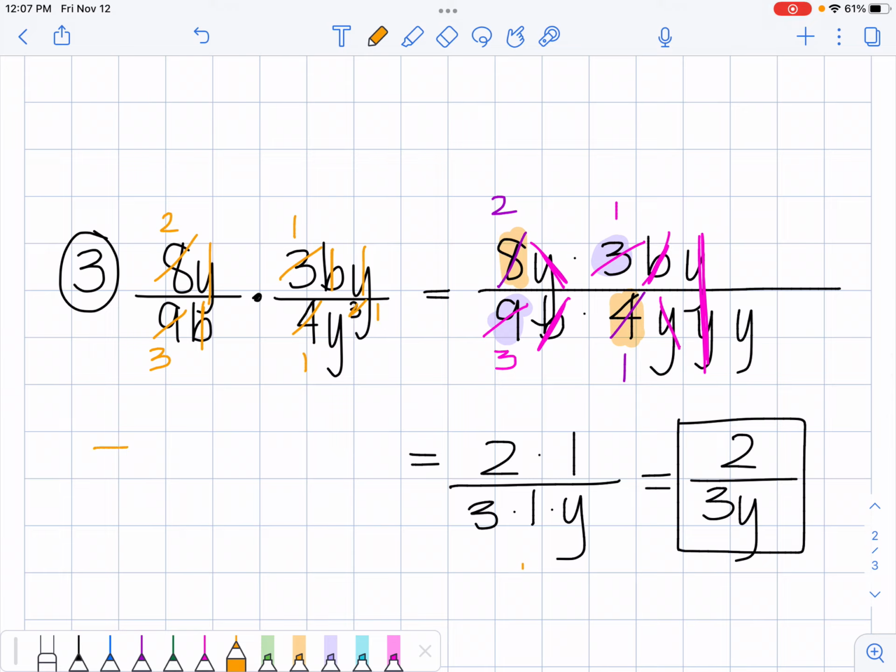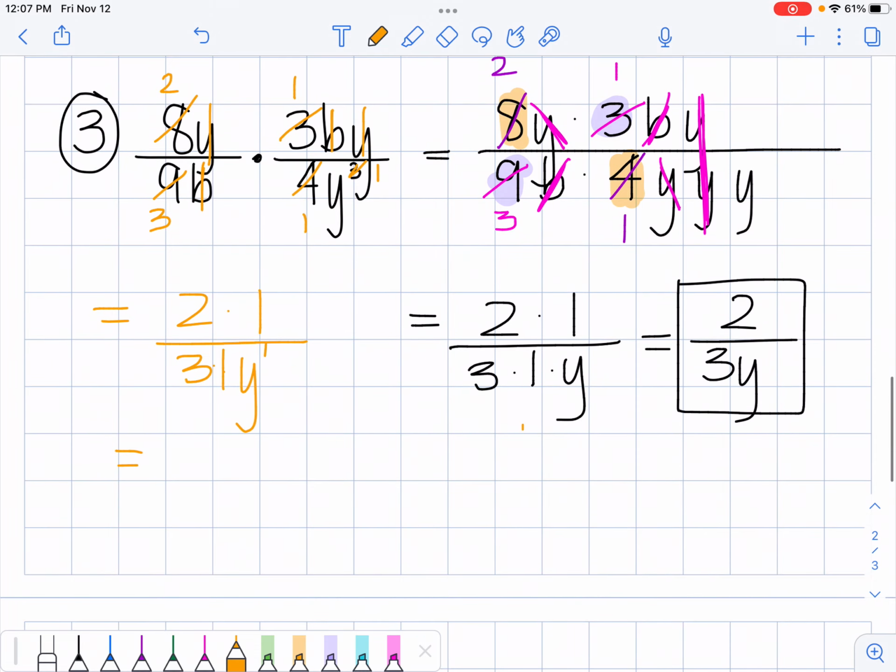So what do I have left total? I have a 2 times 1 on the top and a 3 times 1 times y to the first. So this gives me 2 over 3y. Either way, oops, sorry, you can't see the times. Either way, you end up with the same answer.